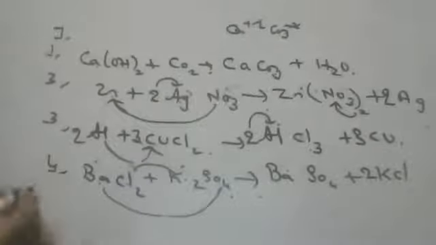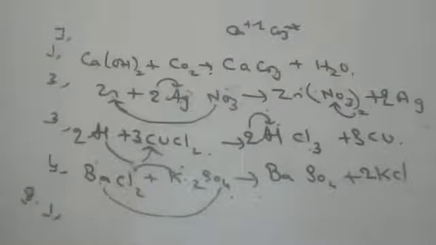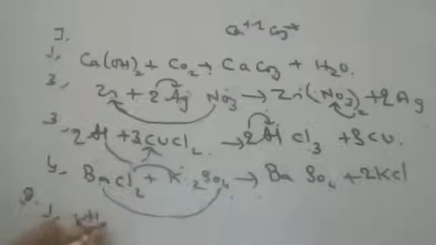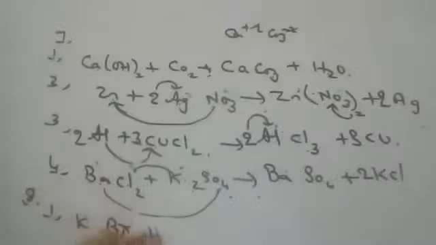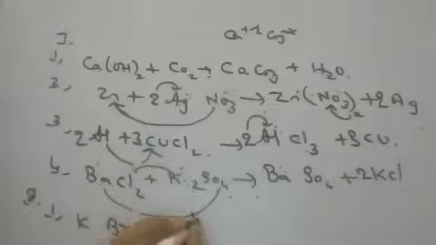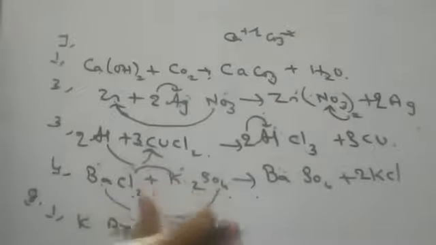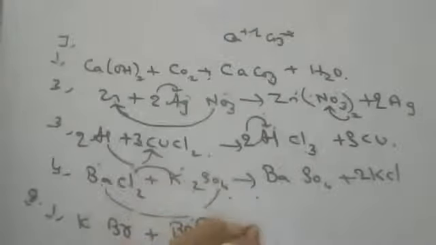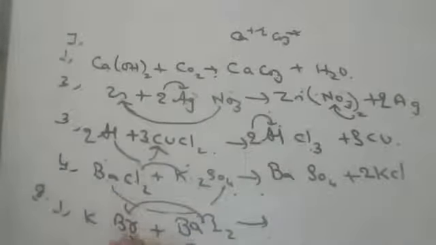Okay, children. Now 8th question, first bit. All of you please check, children. Potassium bromide. K is plus 1. Br is minus 1. So plus 1 minus 1 cancel. So KBr plus barium iodide. Ba is plus 2 and iodine is minus 1. 1 comes here, 2 goes there. What is the formula, children? BaI2, barium iodide. What type of reaction will occur, children? Double displacement. Iodine will come here, bromine will go there.